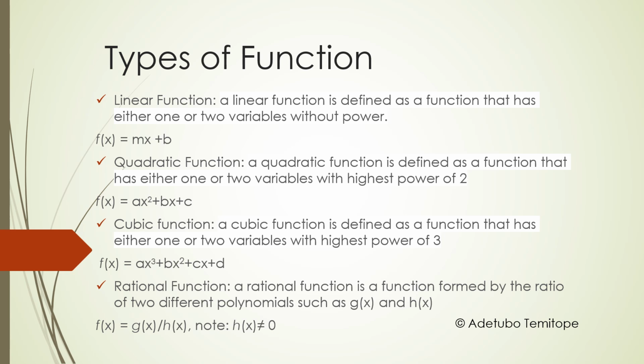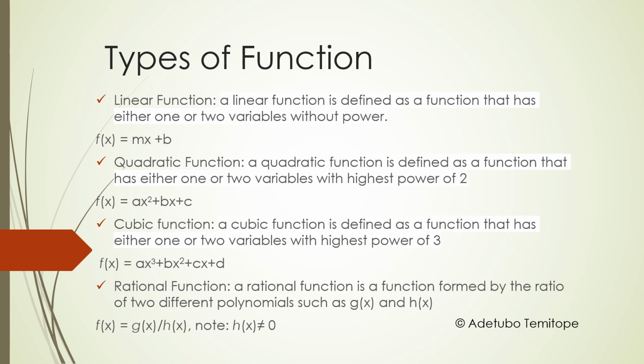We also have cubic function. A cubic function is defined as a function that has either one or two variables with highest power of 3. So a typical example of a cubic function is ax cubed plus bx squared plus cx plus d. And lastly, we also have what we call rational function.